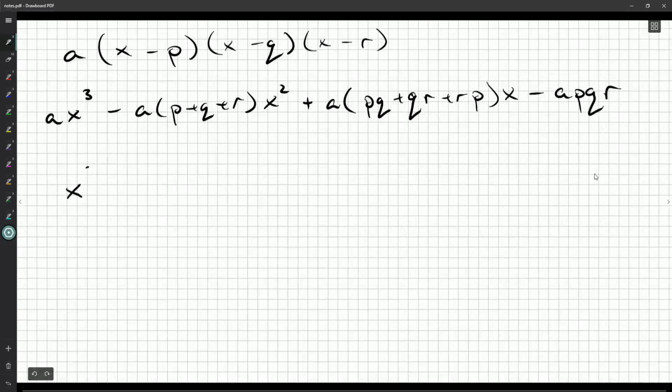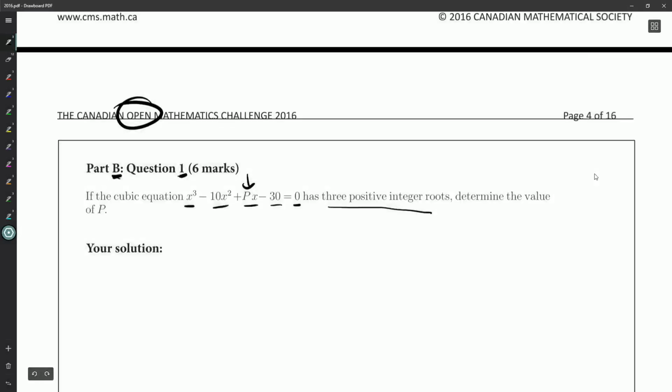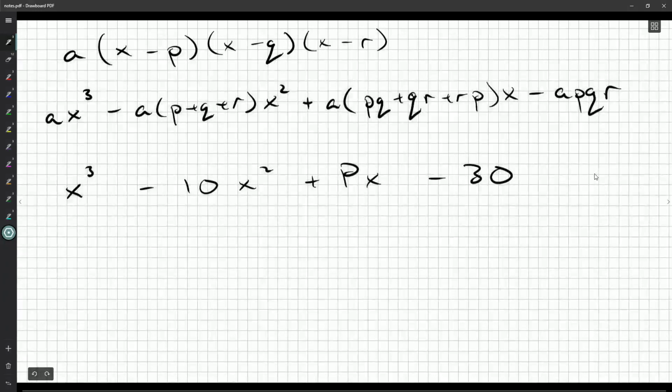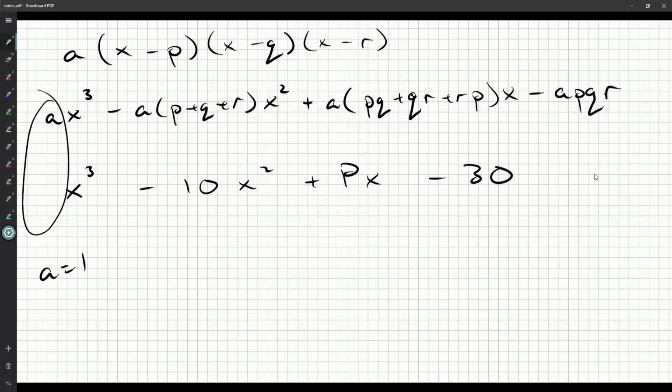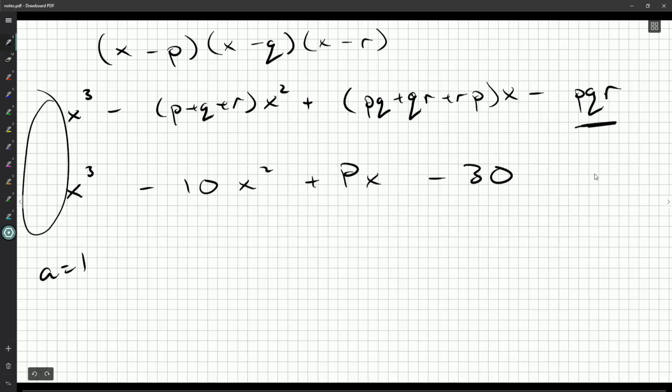Now, if we compare this to what we've got, x cubed minus 10x squared plus px, I think it was minus 30. Yes. Okay. So what does this immediately tell me? A is equal to 1, which is why I started the question not even bothering to write it, but since I said general cubic, I decided to add it in. So that really means that we can ignore A. And so now I know I've got three integers whose product is 30 and whose sum is 10.